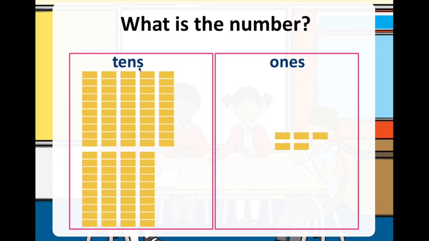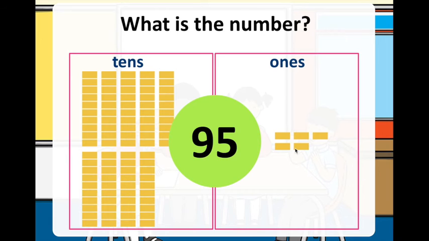Wow. Let's see what number this makes. Let's count in tens to find out. 10, 20, 30, 40, 50, 60, 70, 80, 90. So this here is 90. Now we will count how many extra ones we see in the picture. 91, 92, 93, 94, 95. So this number over here is 95. If you managed to guess the number 95, super job, well done.